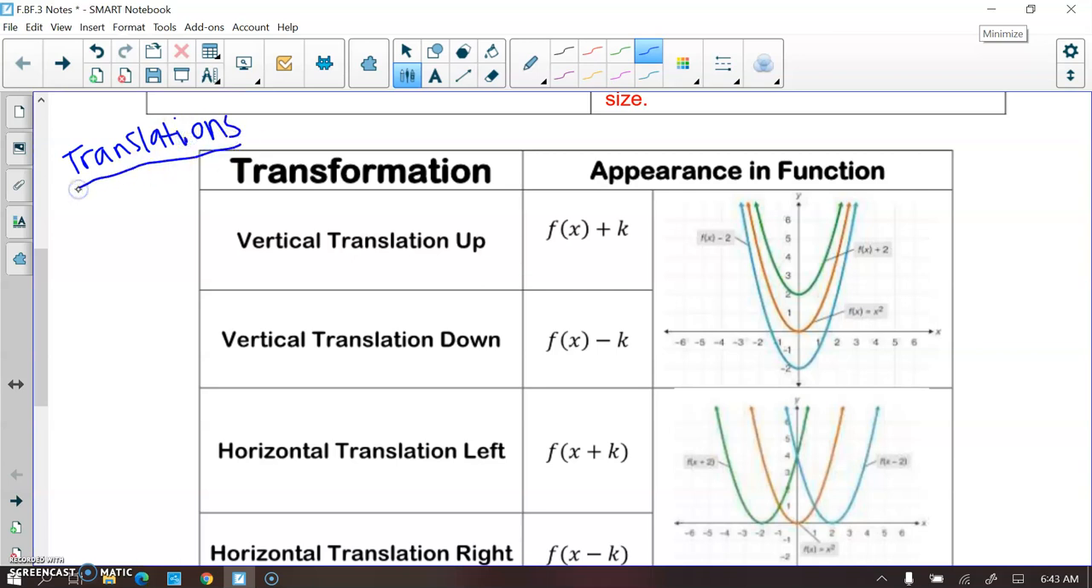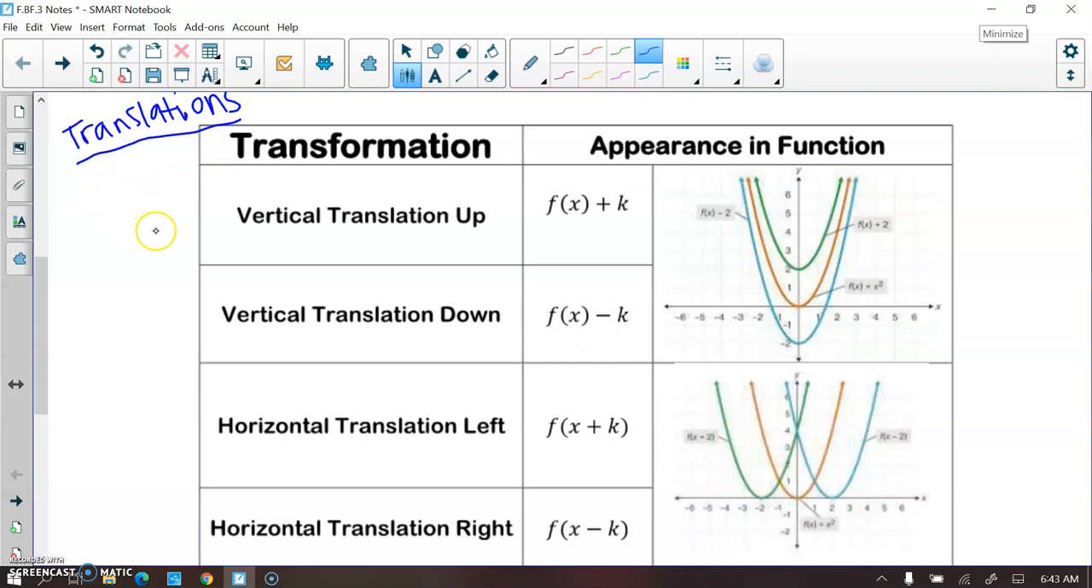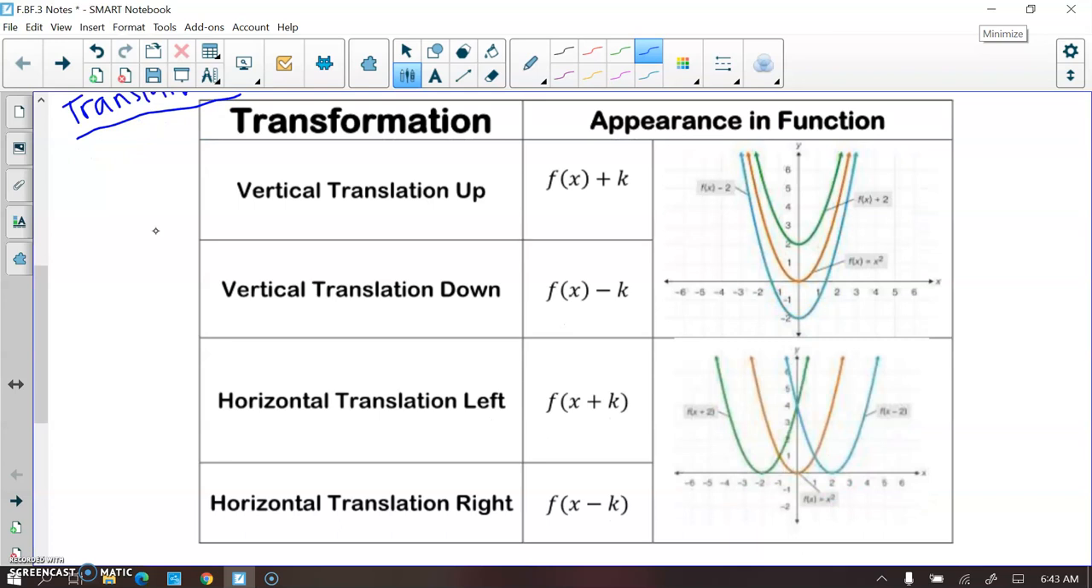Think of taking your pencil and just sliding it across your desk. That is a translation. So there are four different ways that we can translate a graph, or let's say your pencil. You can take your pencil and slide it up. You can take your pencil and slide it down. You can also take your pencil and slide it left or right.